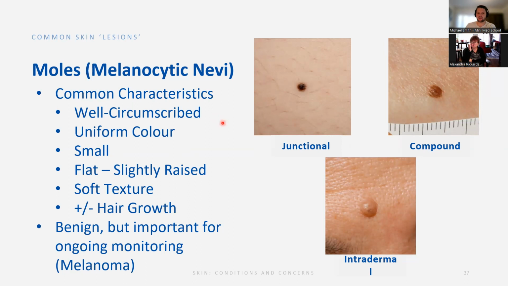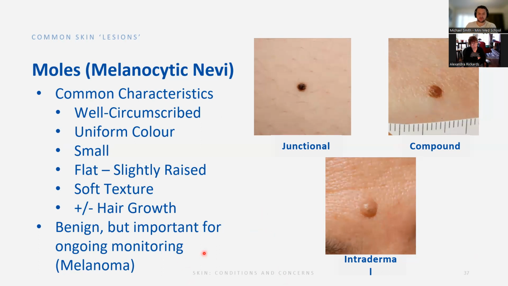Similarly to seborrheic keratoses, they're oftentimes well circumscribed, so you can draw a line around them. They have a uniform color across them. They're commonly small, and they can extend from flat, like the junctional ones, to a slightly raised texture, like these two. They're often soft if you were to rub your hand over top of them, and they may or may not have hair growth extending out of them as well. And so that's just something to keep in mind. Now, these are all benign, and as mentioned earlier, can be treated or tested. So treated with cryotherapy or things, or they can be excised and tested as well.